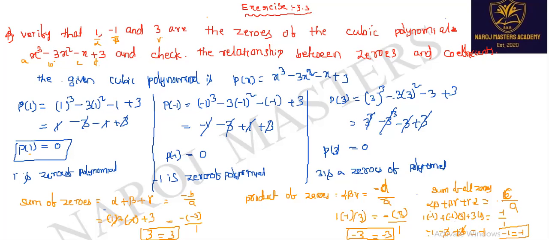So from this we can say that the relationship between zeros and coefficients is verified. So these are the zeros of the given cubic polynomial. With this, exercise 3.3 is over. Now for exercise 3.4, go through the next video. See you in the next video.